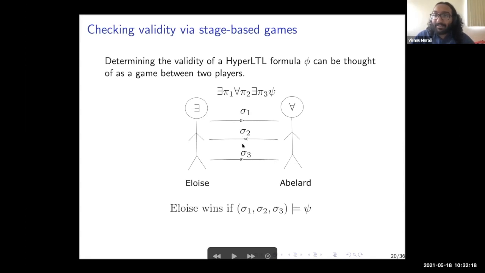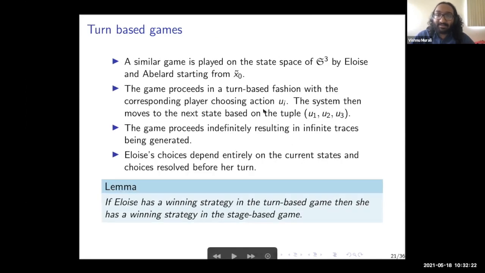Equivalently, we think of a game on the p-fold composed system. In this example, we consider the three-fold composed system, we initially start from the state x naught tilde, and the game proceeds with the players Eloise and Abelard selecting actions. Initially, Eloise selects an action u1, Abelard selects an action u2, Eloise selects an action u3, and then the system evolves based on this three-tuple to the next state. And this game proceeds indefinitely, resulting in an infinite trace being generated.